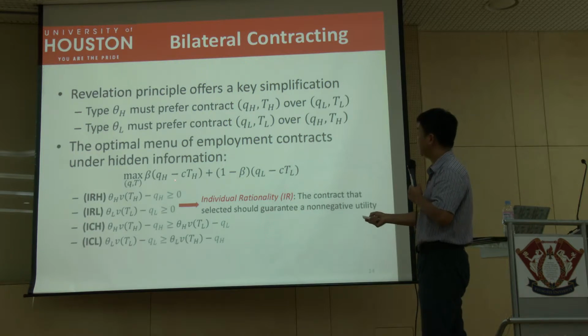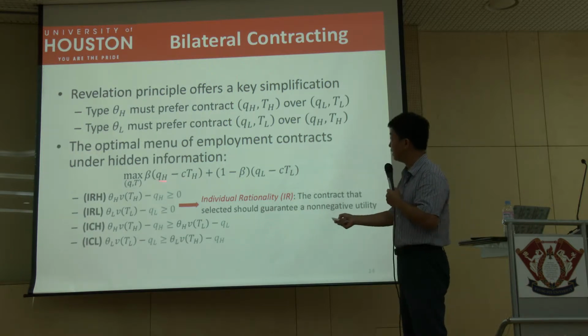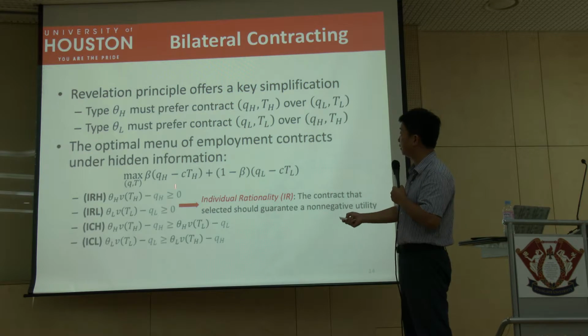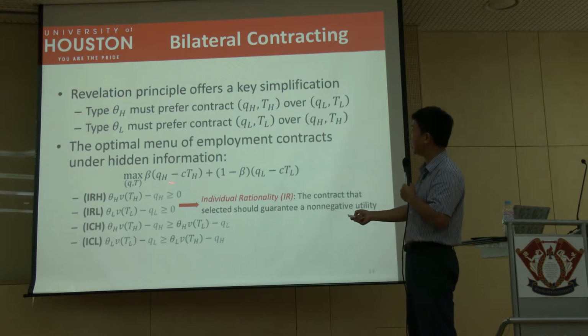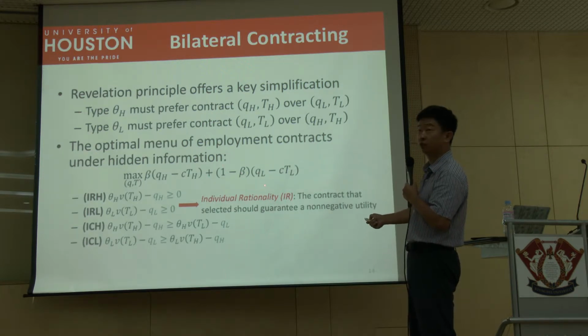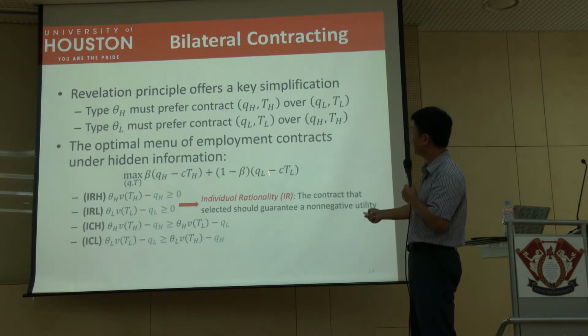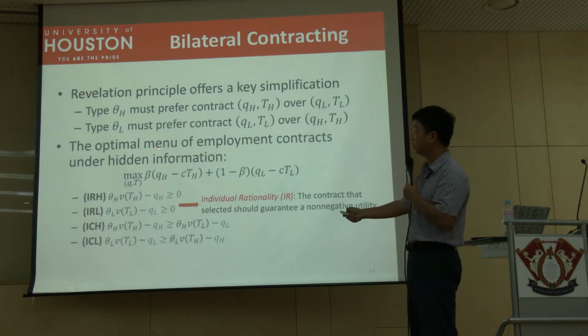So basically, for employees, I have beta percentage of people who are highly effective. Then this is my payoff: their product minus the payment I send to them. Plus, I have one minus beta percentage of low-competence people. And this is the product they generate, and this is the payment I give. So this is basically the objective function for the employer.